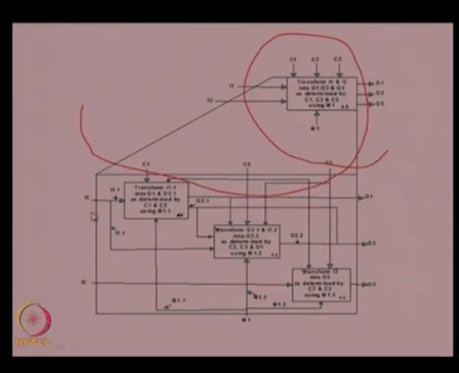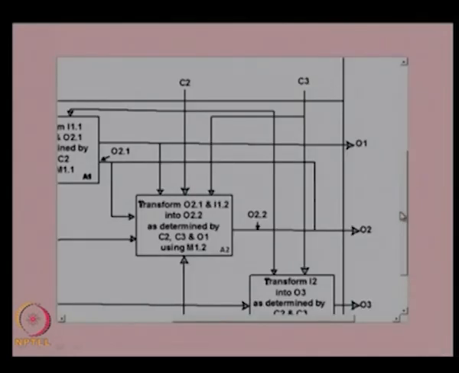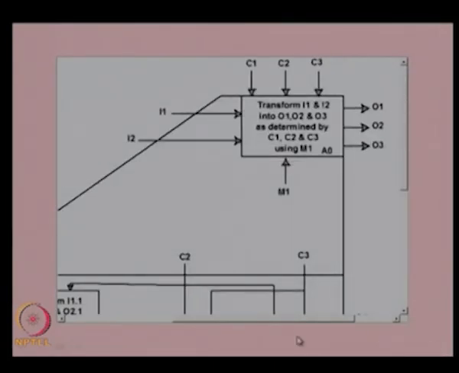expanded to the next level, which is known as the A0 diagram, where you will show the A1 function, A2 function and A3 function. So, this is shown separately in more detailed explanation. So, you can see here this is the first level A0 diagram with I1, I2 as the inputs, C1, C2, C3 as the control inputs, O1, O2, O3 as the outputs, and this is the mechanism through which it is converting the I1, I2 into O1, O2, O3 as determined by C1, C2 and C3.